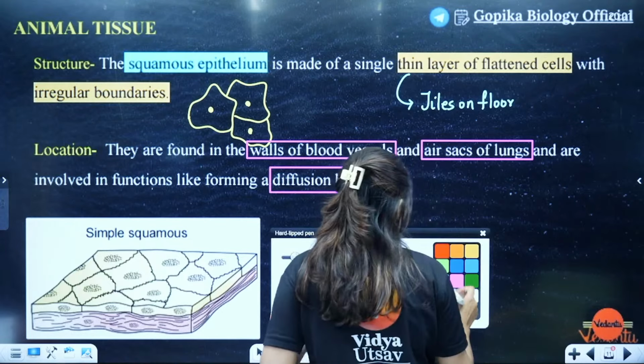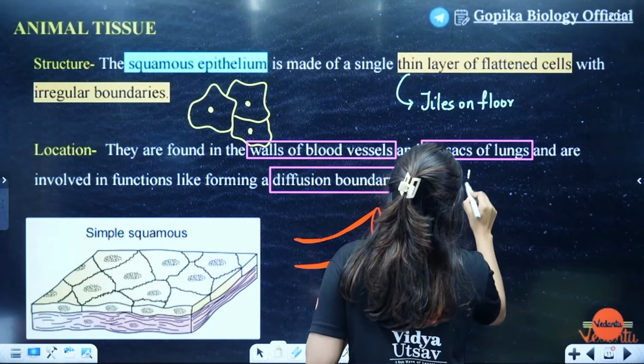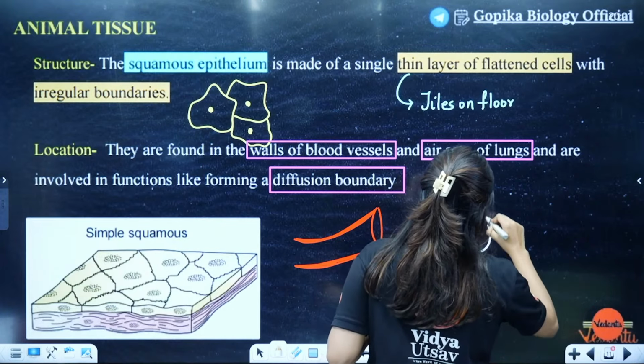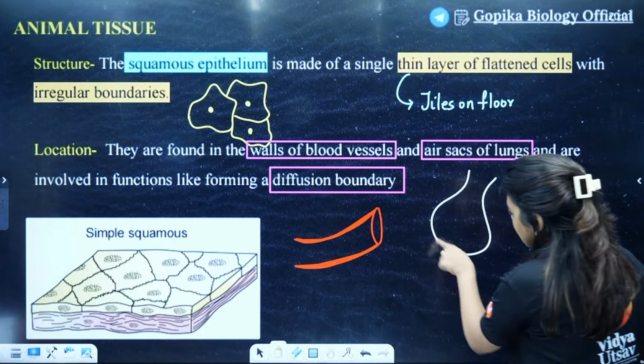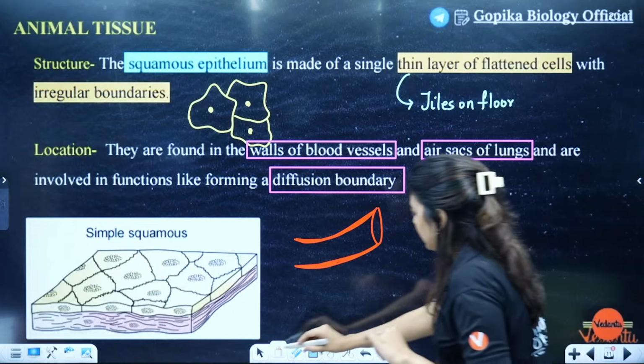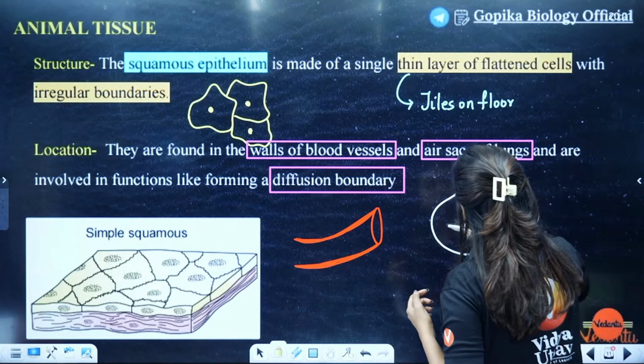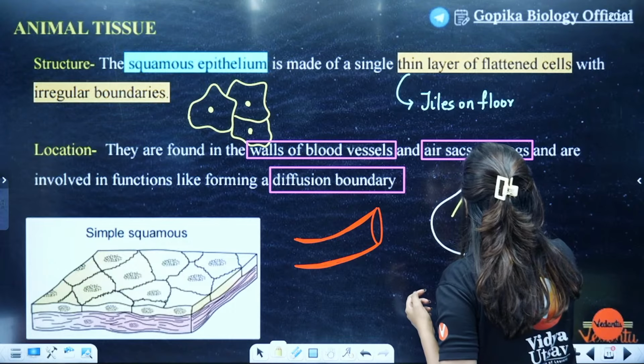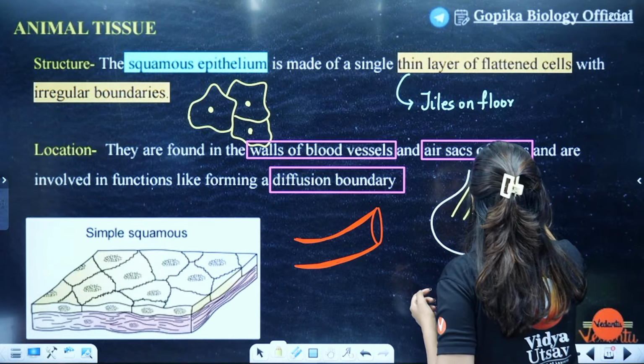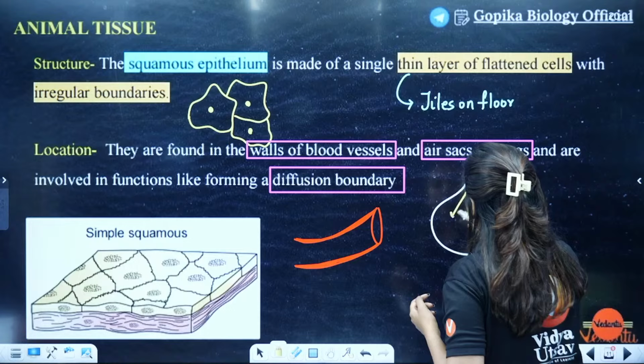Now here, what are they talking about, students? They are talking about your one and only alveoli. They are present in the lining of the alveoli. All of you remember? Yes or no? So it is going to help in taking in the oxygen and giving out the carbon dioxide. Okay, done.